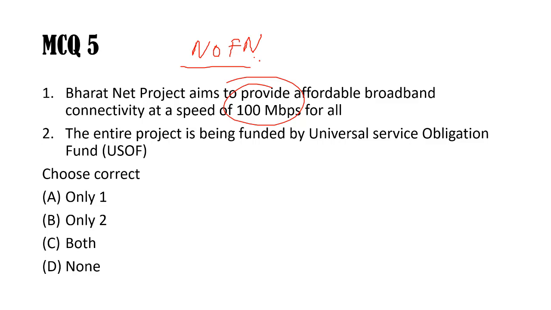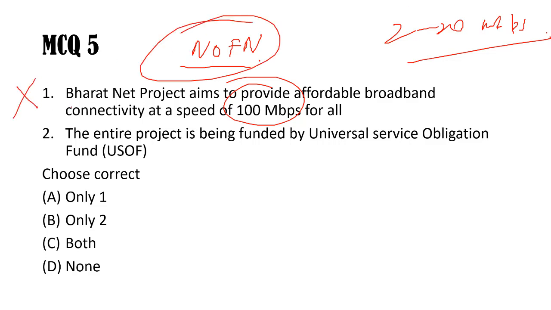So that's going on. But in 2017 we came up with a special project, BharatNet project. There they targeted gram panchayats, and according to that they are gonna provide 2 to 20 Mbps as a targeted speed there for gram panchayat. So it is not 100 Mbps for BharatNet, it was for NOFN. Okay, so this is wrong.